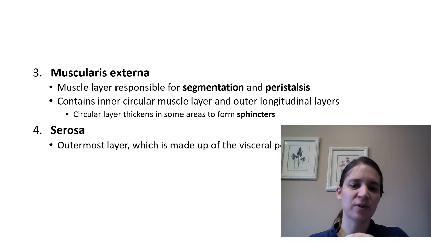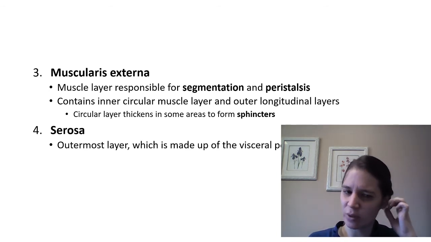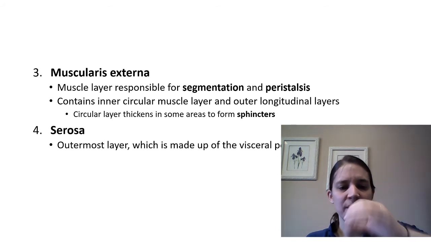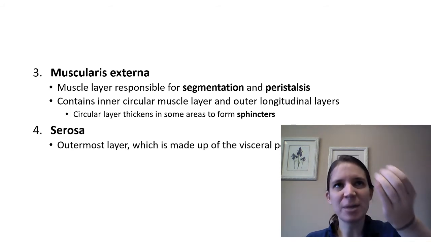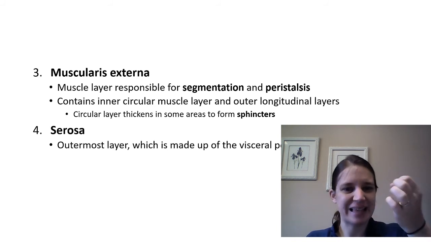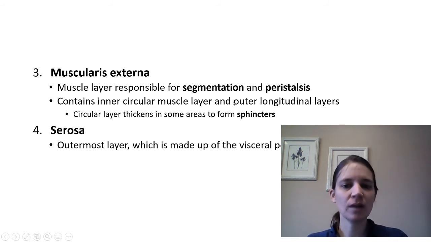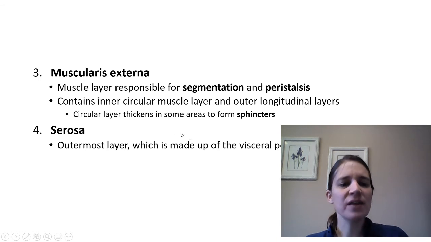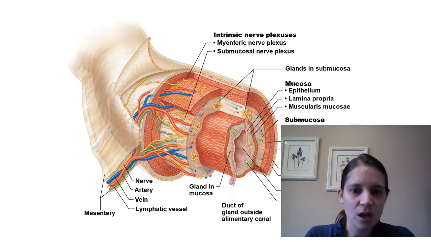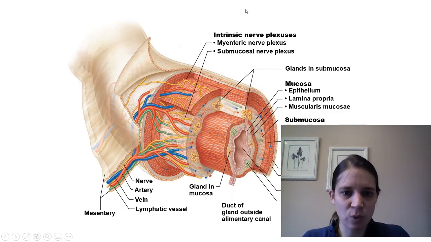It also has a number of sphincters, which I realize people for some reason only talk about anal sphincters. But they're just muscle bits that are able to contract down and basically act as gates. We'll see those later. And then the outside, the serosa, is the outside layer. So this is what we're looking at.